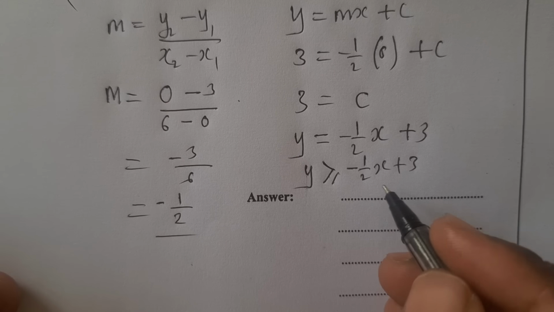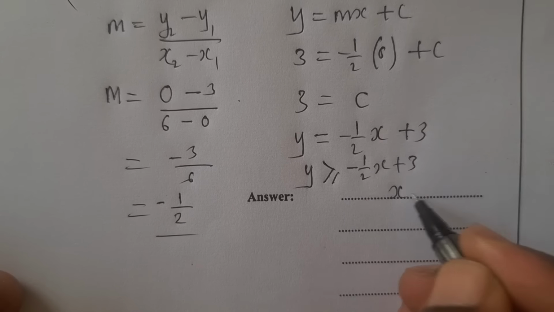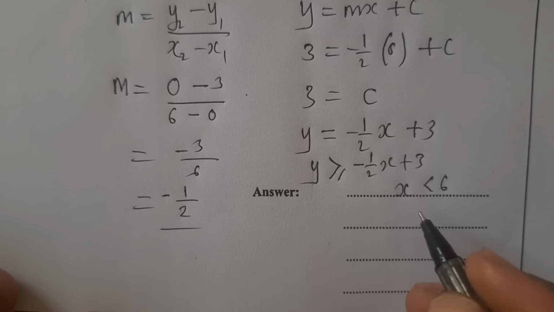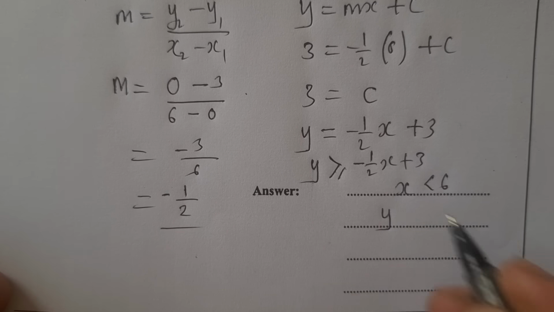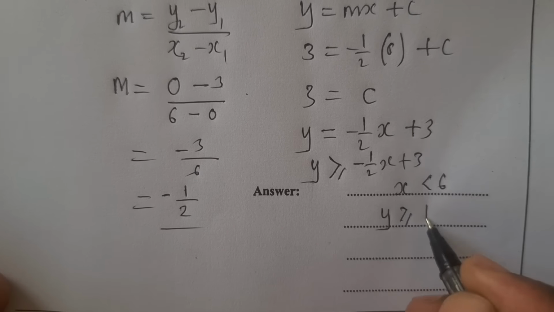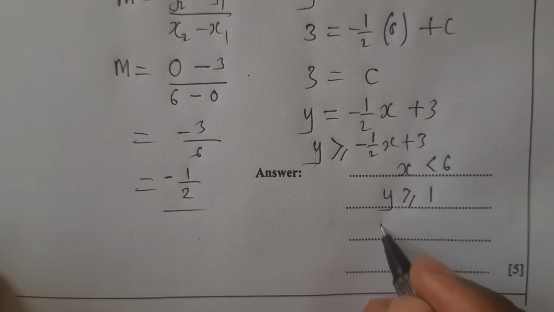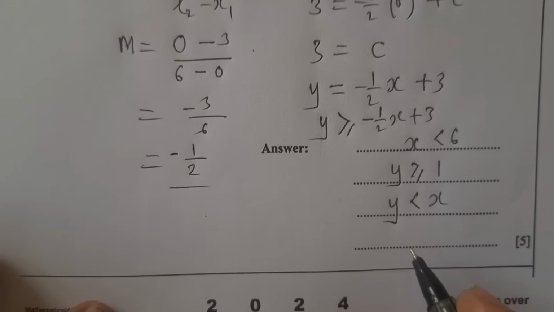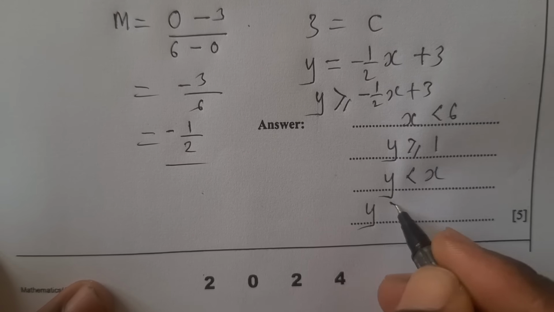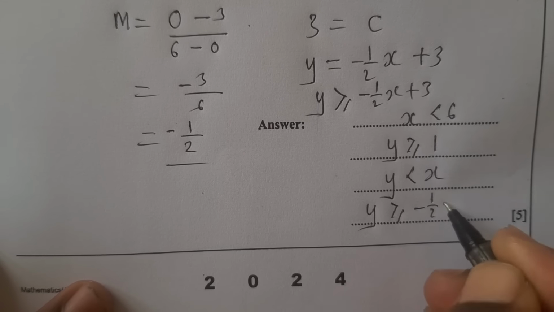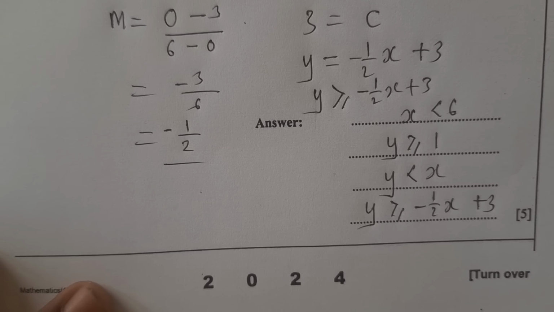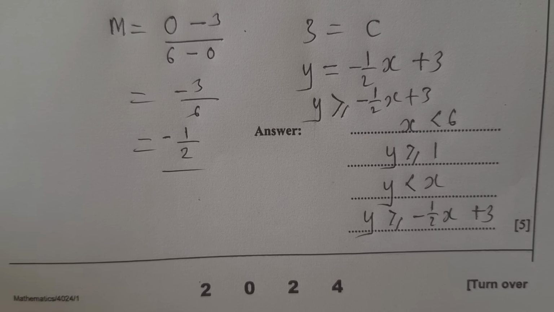So you write your answers. The first one, I can write x is less than 6. The next one, y is greater or equal to 1. The next one, y is less than x. The next one, y is greater or equal to -1 over 2x plus 3. We go to the next question.